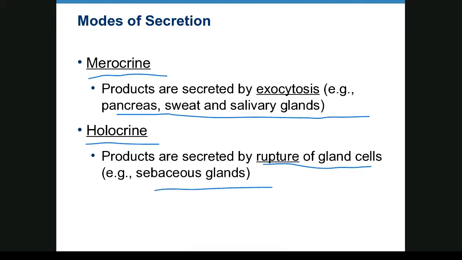So if you can't remember this, remember the merocrine gland secretes its substance and then it goes about its merry way. See, that's a happy cell. Whereas the holocrine gland secretes its structure, it actually ruptures and it dies. So it gives its whole life to producing its product.